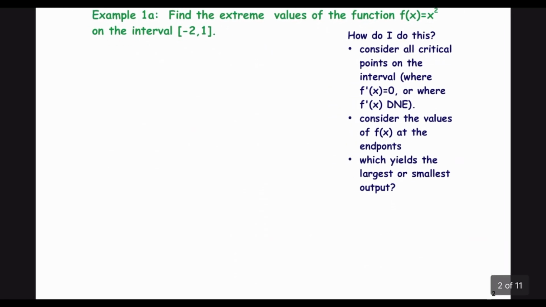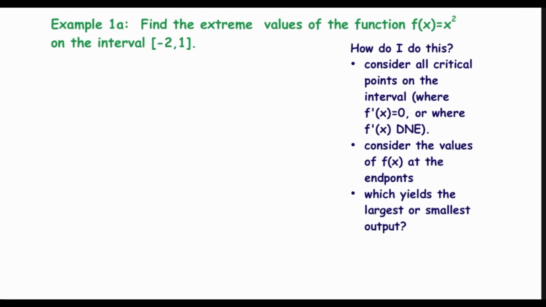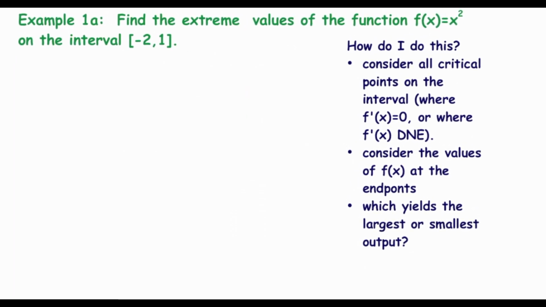Example 1a. Find the extreme values of the function f of x equals x squared on the interval -2 to 1. And notice that we have our square brackets here, and that means that this is inclusive. This includes the points x equals -2 and x equals 1. And it might be valuable to pause and think about this for a moment on your own. How can I solve this?